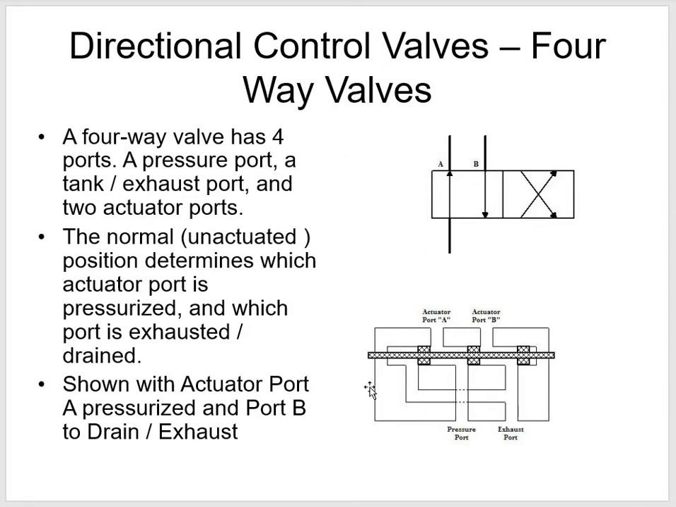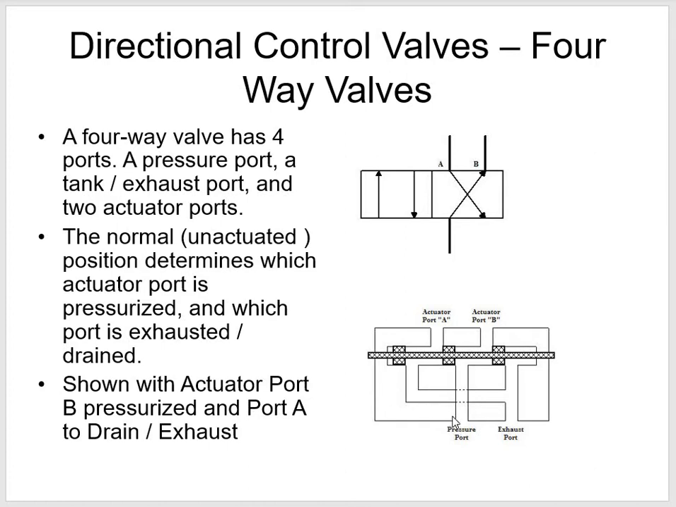When I shift it, you see it now, the pressure is going out through B, and my exhaust is coming back through A. And you can see that here. So with a four-way, we are actually applying pressure to one side or the other of our cylinder, and that cylinder would have to have, besides applying pressure to one side, a way to exhaust the other side. So that's what you're looking at here with a four-way.